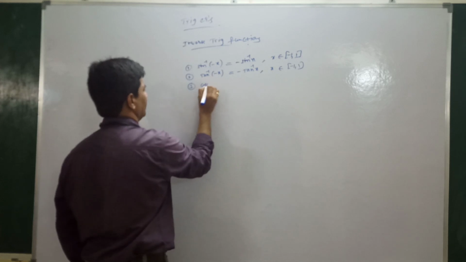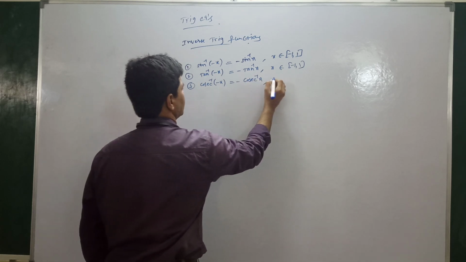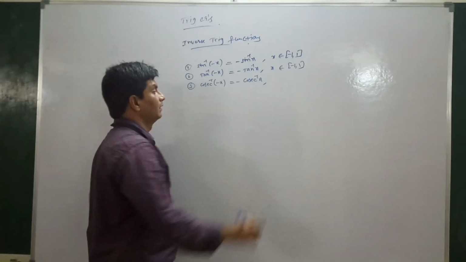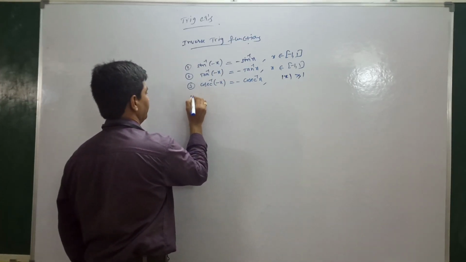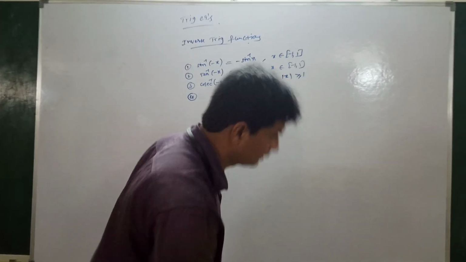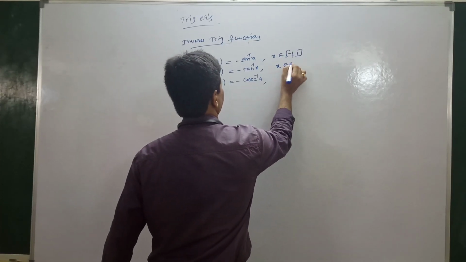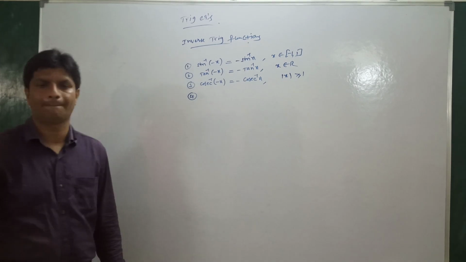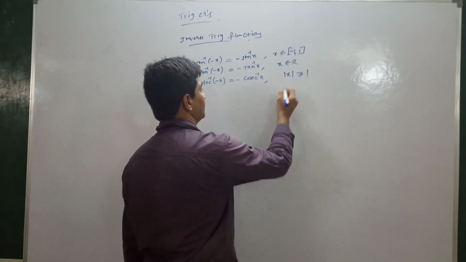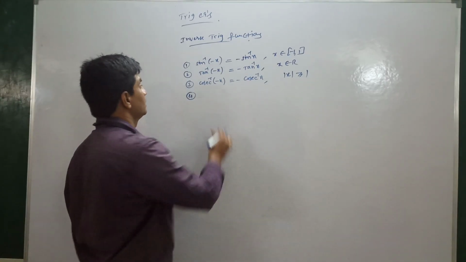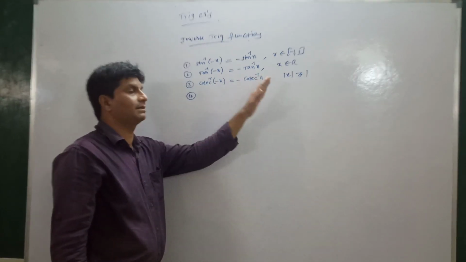Number 3: cosecant inverse of minus x is also minus cosecant inverse x, with minus coming outside. What about the range here? Here mod x is greater than or equal to 1. Tan inverse of minus x is done. Cosecant inverse of minus x equals minus cosecant inverse x for mod x greater than or equal to 1. So for sin inverse of minus x, tan inverse of minus x, and cosecant inverse of minus x, for these three formulas, minus will be outside.